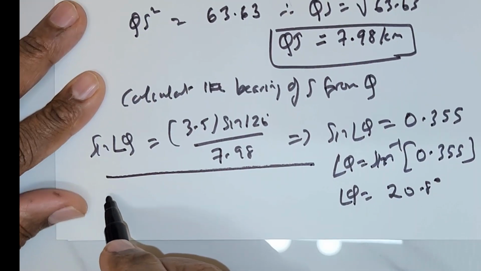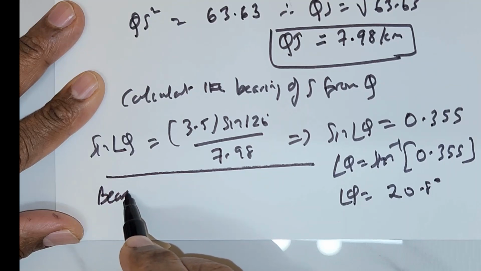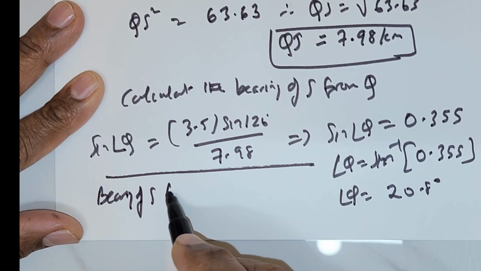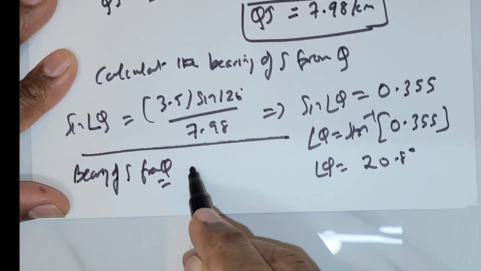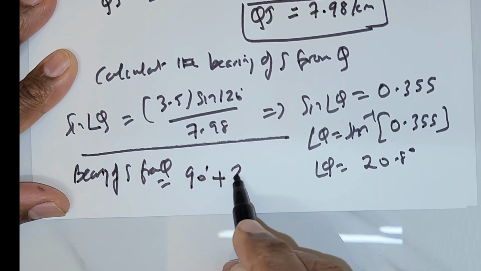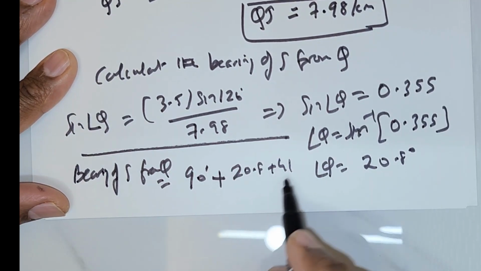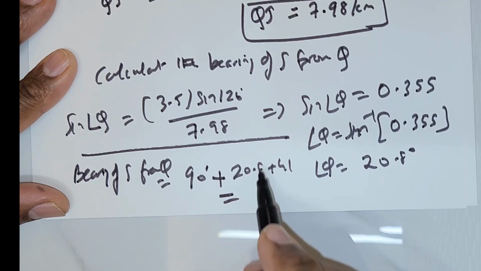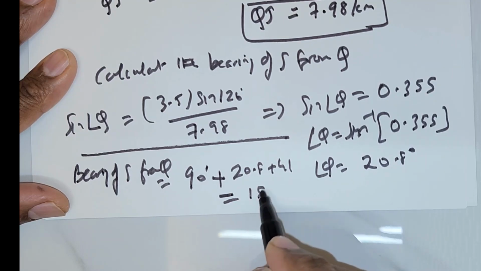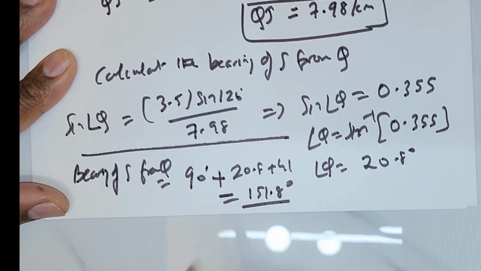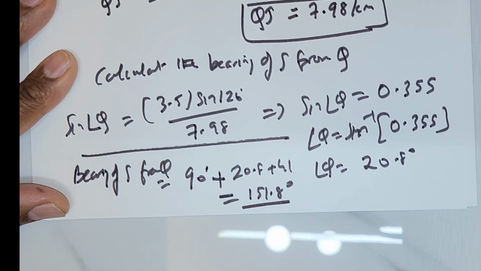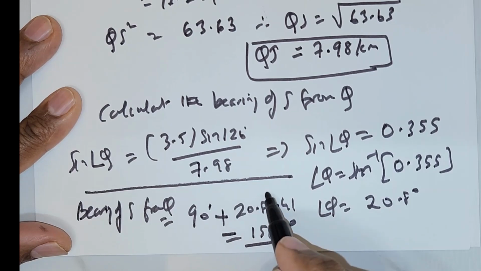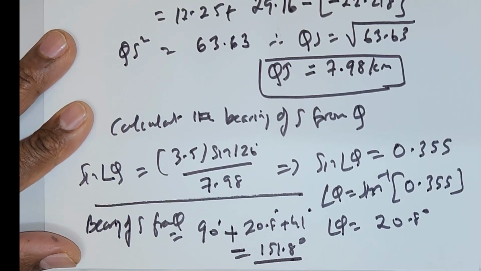Now they want us to get the bearing. So bearing of S from Q, to get that, to 90 degrees we add 20.8 and 41. So if you had to perform this addition, you will get 151.8 degrees. Okay, so that will be the solution for this question.